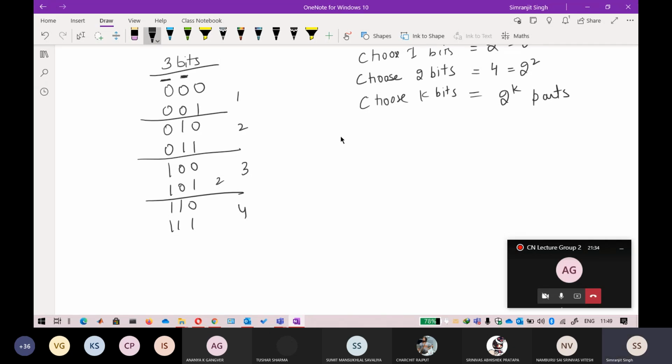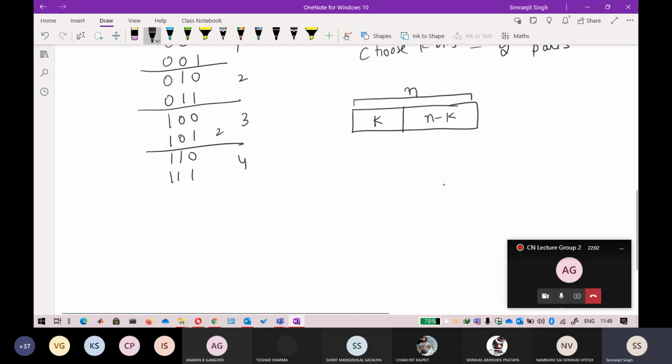Okay, so now I'll make it more clear. Suppose I take a space, and this space is referred to as n. What is the meaning? This is an n bit space. Suppose I choose k bits, the remaining space will be n minus k. I'll take a particular example, so you will understand it more clearly.